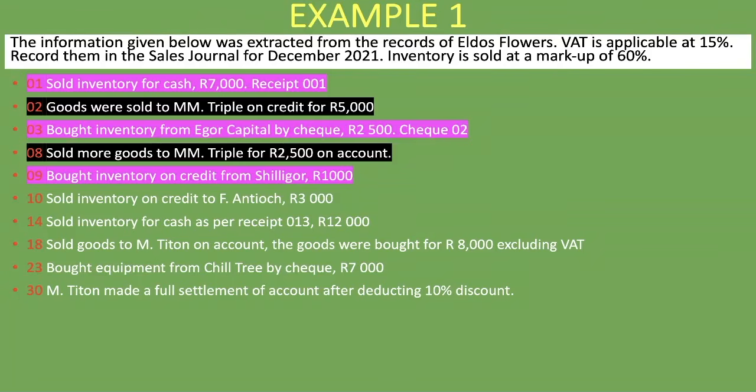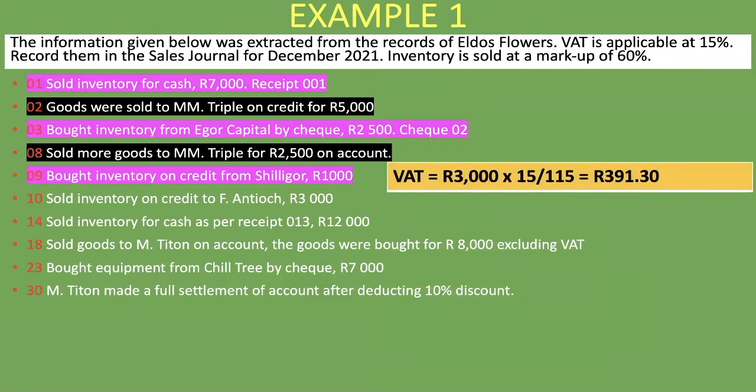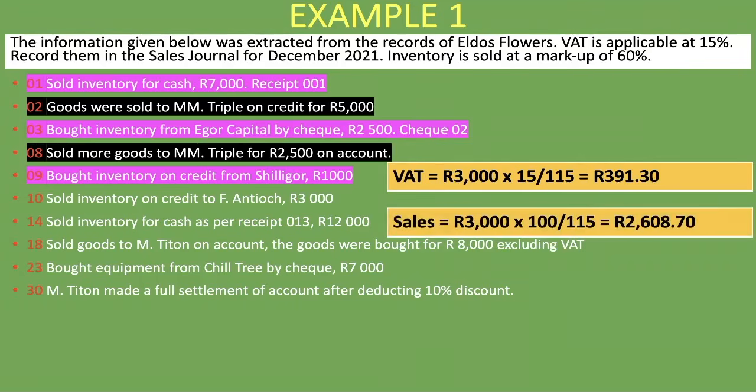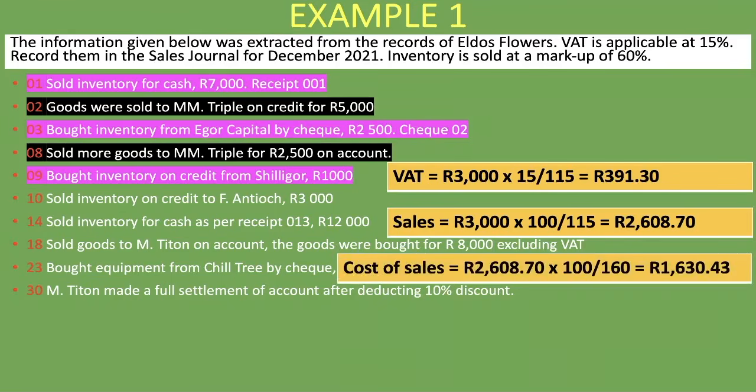So let's calculate our VAT output, our sales amount, and our cost of sales. Our VAT output is the 3,000 rand times 15 divided by 115. It gives us 391 rand 30 cents. Our sales amount is the 3,000 rand times 100 divided by 115, and it gives us 2,608 rand 70 cents. And our cost of sales amount is the sales amount of 2,608 rand 70 cents times 100 divided by 160, and it gives us an amount of 1,630 rand 43 cents. I hope that was simple enough as well.